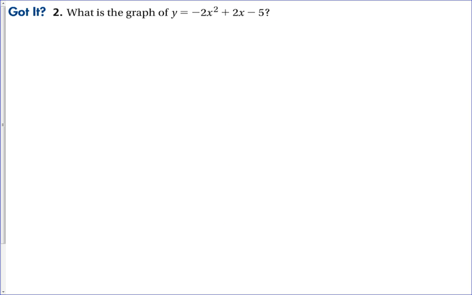I want you to graph this one, and please do not do this with a graphing calculator. Do it by hand like we just did the previous one. Start off by finding the vertex, which will also give you the axis of symmetry, and then find the y-intercept. Go.